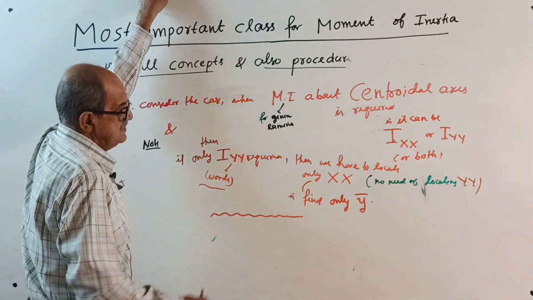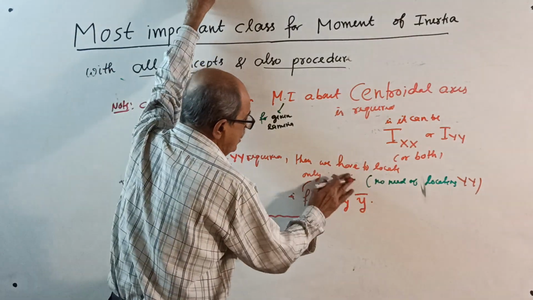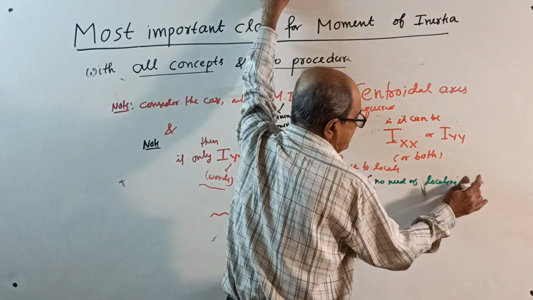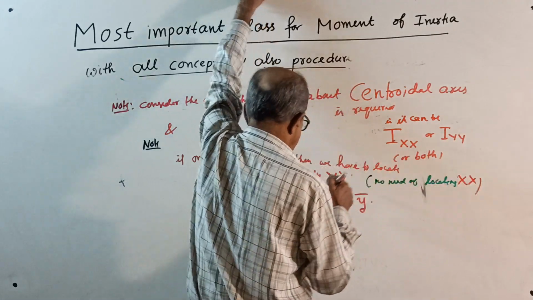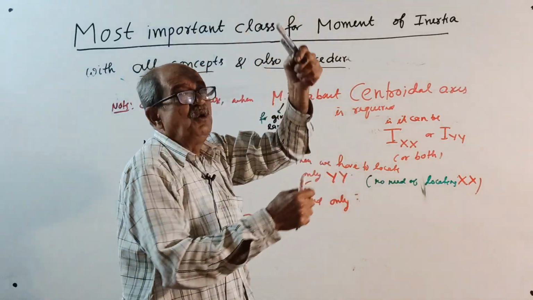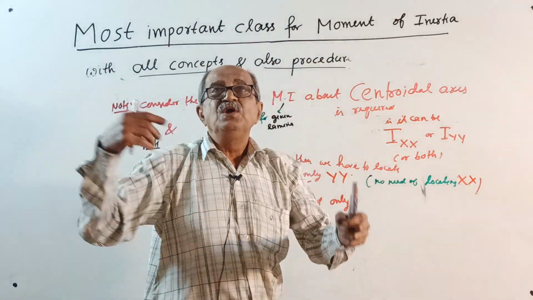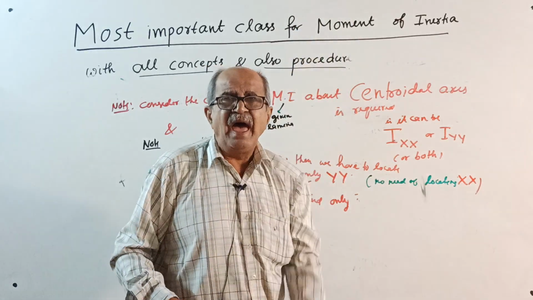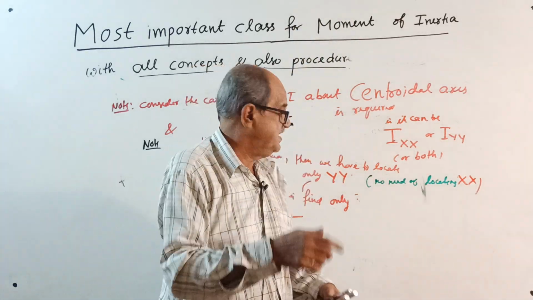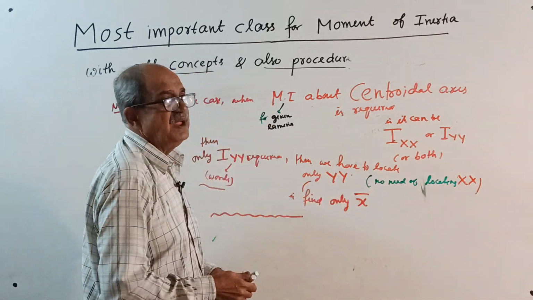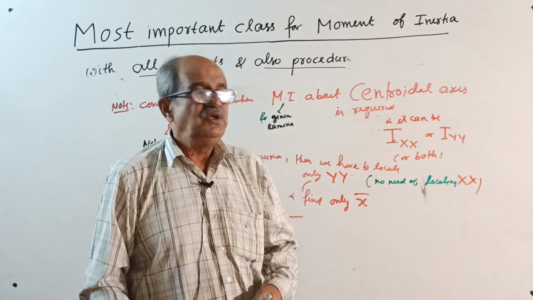And if only IYY is required, then we have to locate only YY. No need of locating XX. If you want to locate only YY, you require only X bar. I already told you, a vertical axis means horizontal distance. Find only X bar. Do not waste time finding both.